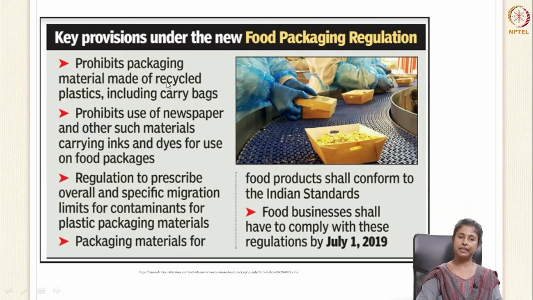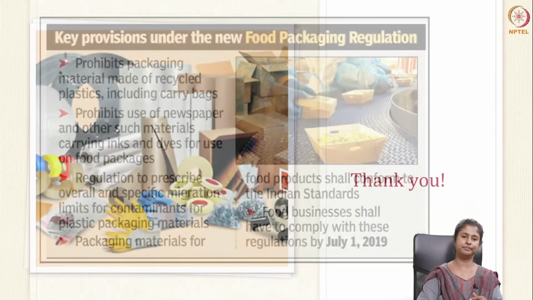There are also some key provisions that are given under the new packaging regulation. It prohibits packaging of materials in recycled plastics, including carry bags. That is not allowed. It prohibits the use of newspaper and other such materials which carry ink and dyes for use in food packages. It also gives the overall and specific migration limits, as I've just mentioned. And the packaging of food products shall conform to all the Indian standards, and all food businesses are supposed to comply with this by July 2019.